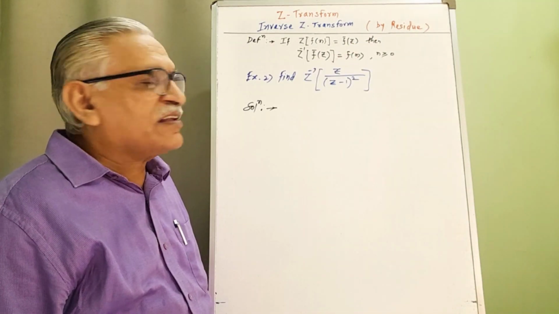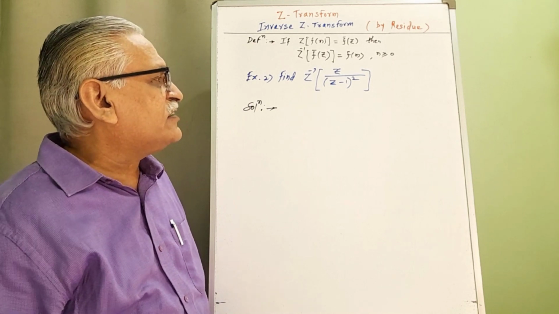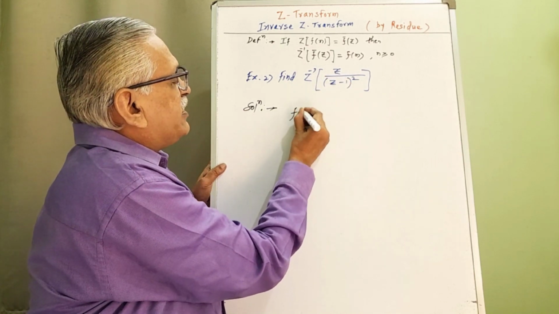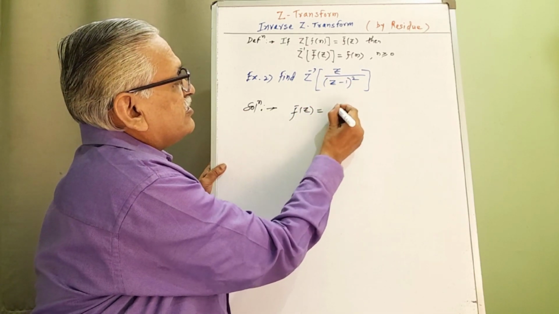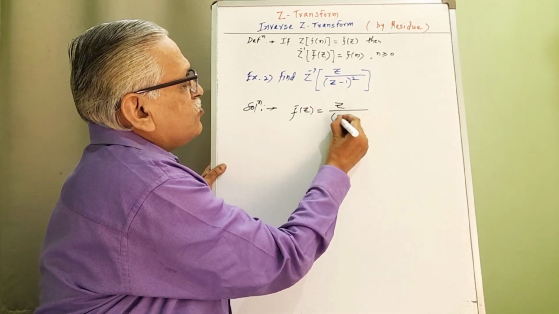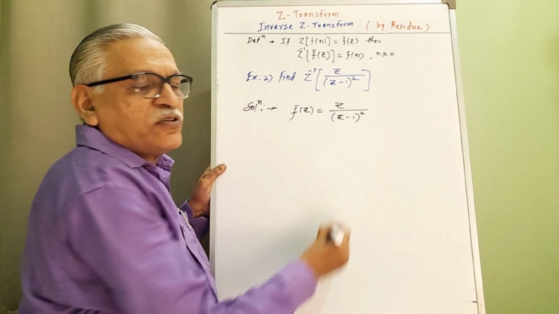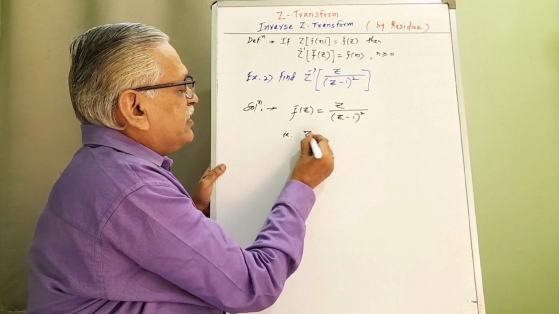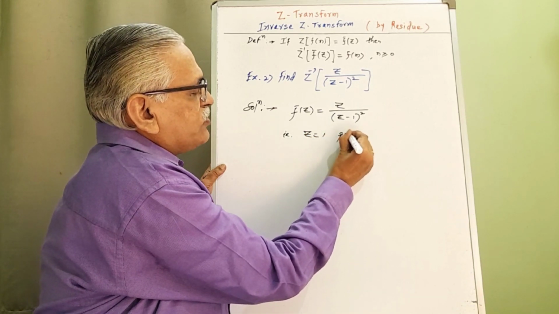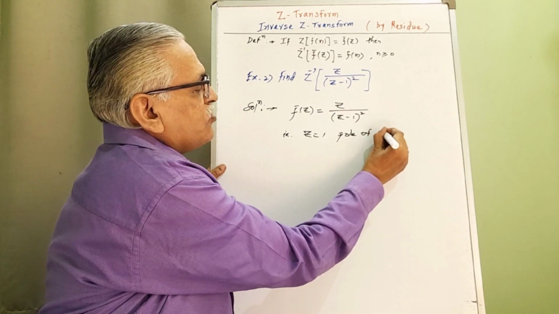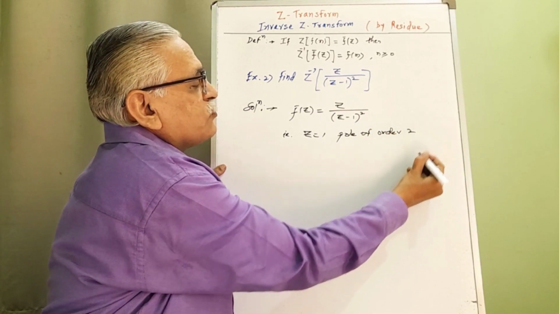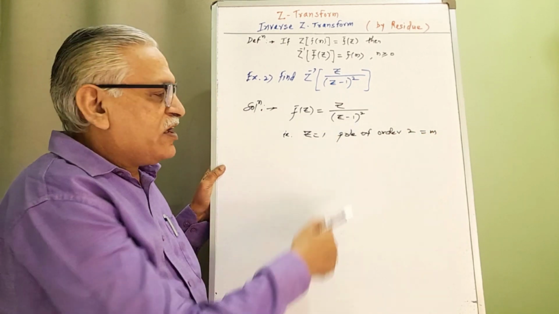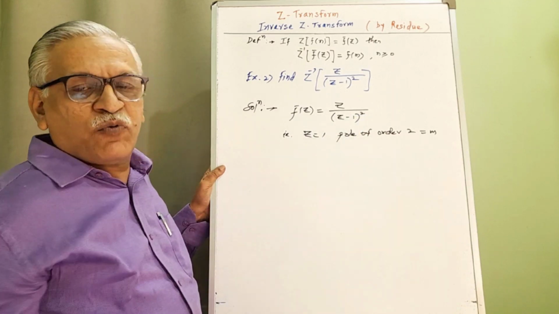One more problem, the second example: find the inverse Z transform of z divided by z minus 1 whole square. Let f bar of z be z upon z minus 1 whole square. In the denominator, we have one term, z minus 1. Equating it to 0, we get z equals 1. It is a pole of order 2; this is the value of m. This is not a simple pole, as the power is 2 here. Therefore, it becomes a pole of order 2.